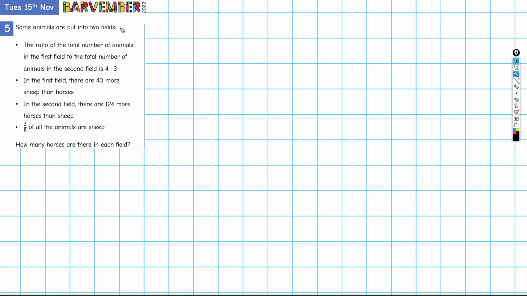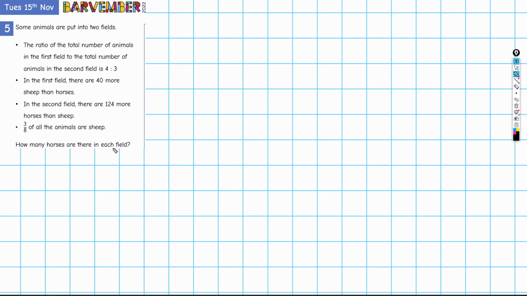Some animals are put into two fields. The ratio of the total number of animals in the first field to the total number of animals in the second field is 4:3. In the first field, there are 40 more sheep than horses, and in the second field, there are 124 more horses than sheep. And we're also told that 3/8 of all the animals are sheep. And the question is, how many horses are there in each field?